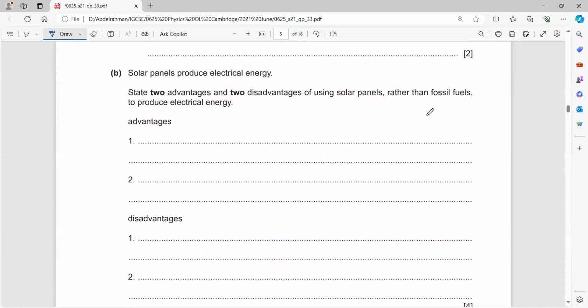Solar panels, we know them. State two advantages and two disadvantages of using solar panels rather than using fossil fuels. Two advantages are very easy. One very common advantage is that it is renewable. One other advantage is that it doesn't produce any carbon dioxide pollution, no carbon dioxide or air pollution.